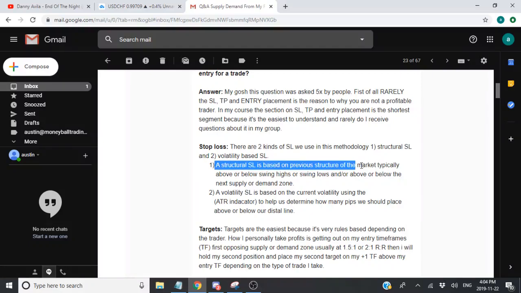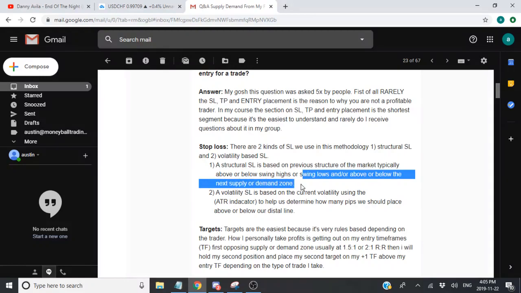Structural stop loss. This is based on previous structure of the market, typically above or below swing highs and swing lows. It's usually at the next supply or demand zone above or below price. Obviously, if you're selling, your stop loss has to be above, and if you're buying, your stop loss has to be below.